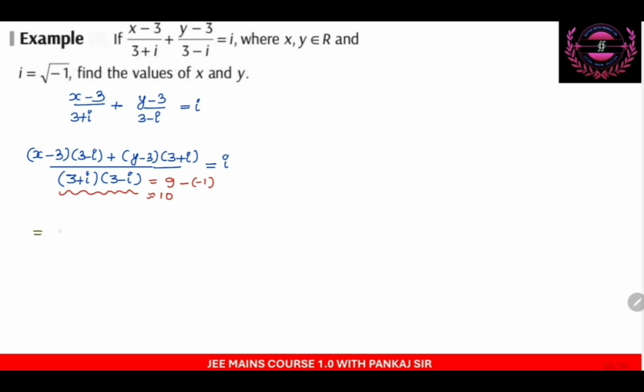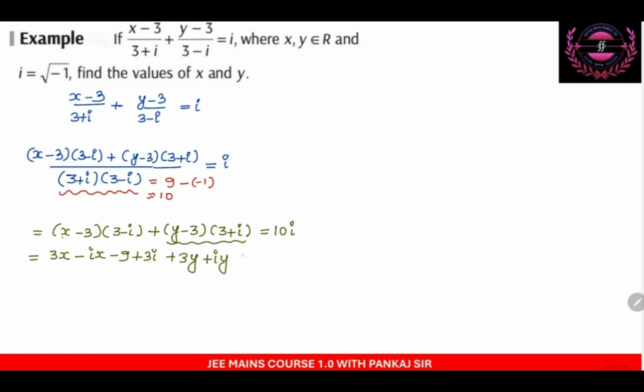So further I can write (x - 3)(3 - i) + (y - 3)(3 + i) equals 10i. If I further expand this, x into 3 is 3x, x into minus i is minus ix, minus 3 into 3 is minus 9, minus 3 into minus i is plus 3i. And now if we expand this, y into 3 is 3y, y into i is iy, minus 3 into 3 is minus 9, minus 3 into i is minus 3i, which is equal to 10i.